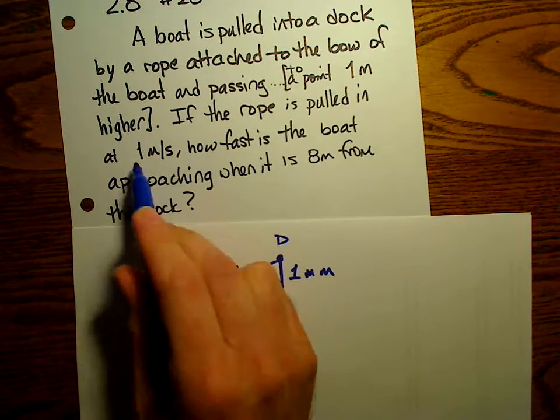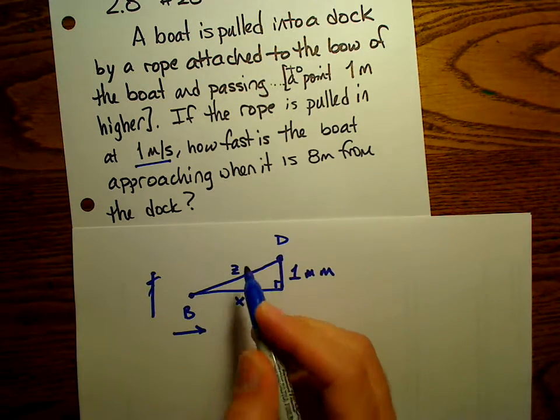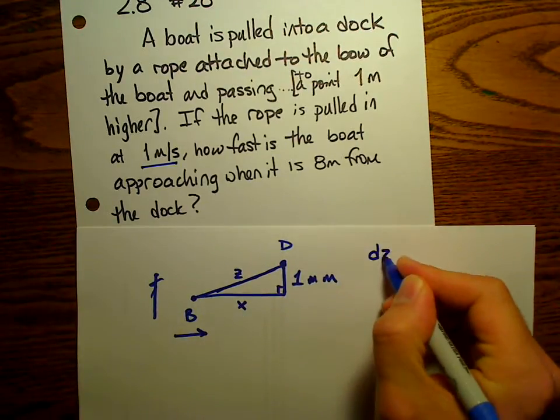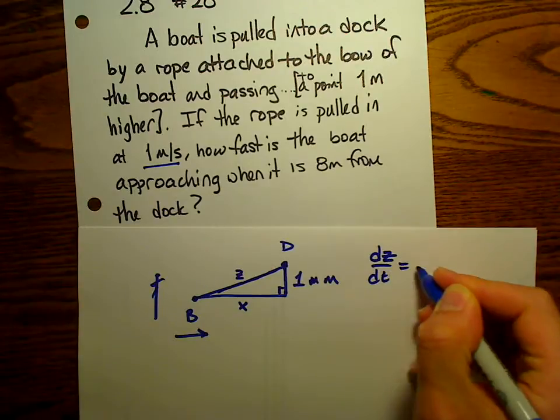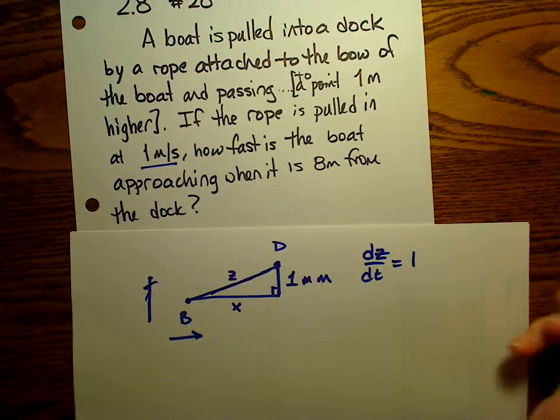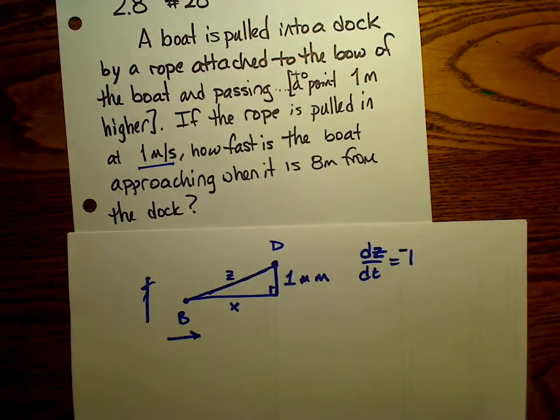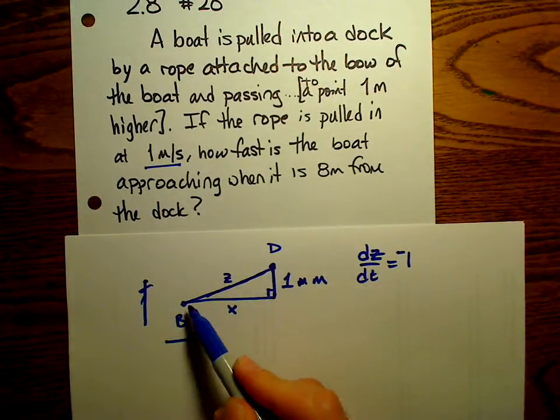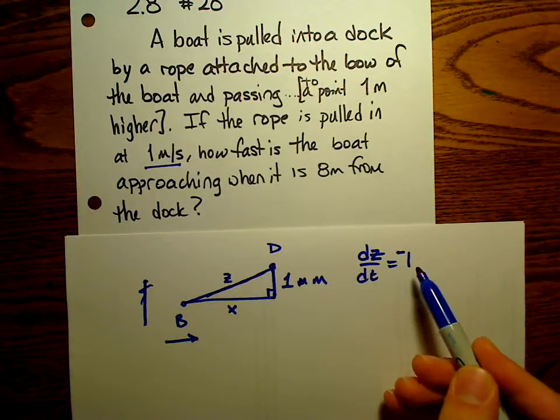And they give us the rope is pulled in at 1 meter per second. Well, that's the z is changing. This is the rope running on here. So now we're given dz/dt is 1. Actually, we're given dz/dt is -1 because the rope is being pulled in. And so that rope is shrinking, that distance is shrinking, and so you're losing 1 meter every second.